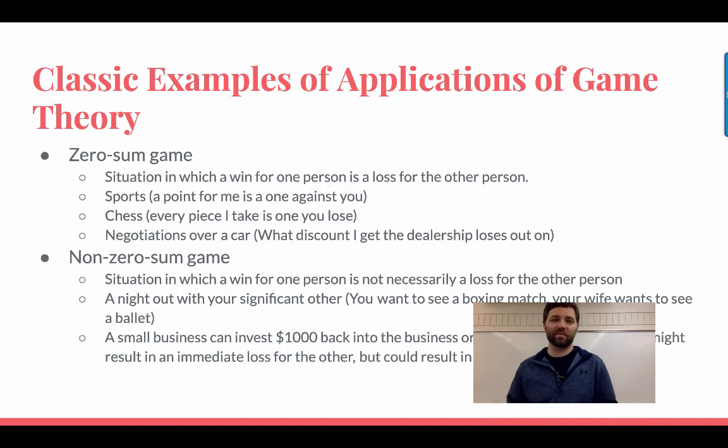All right. Here's another example of game theory. So, zero-sum games versus non-zero-sum games. A zero-sum game is a situation in which one person gains whatever another person loses. Okay, so sports are a good example. If we're playing basketball, if my team scores a point, that's a point that you don't get. Okay, that's 1 point against you. Chess, every piece that one side takes, the other person loses. Negotiations over a car, for instance, when I get a discount, the dealership loses out on that money. Okay, so whatever I get, the dealer loses. Whatever the dealer gets in terms of an increased price, I lose out on as well. I lose out on that money.